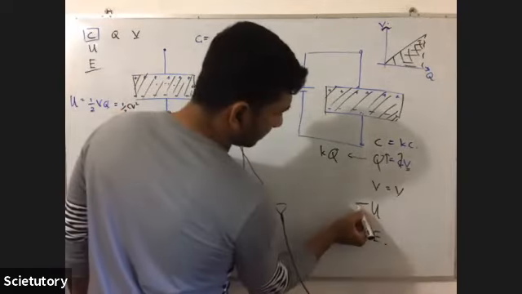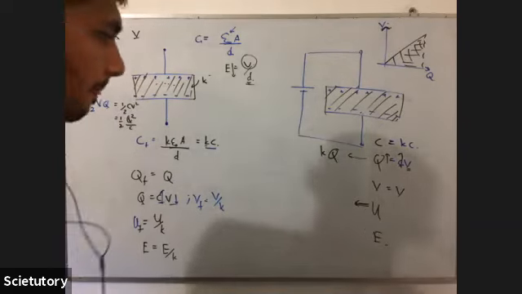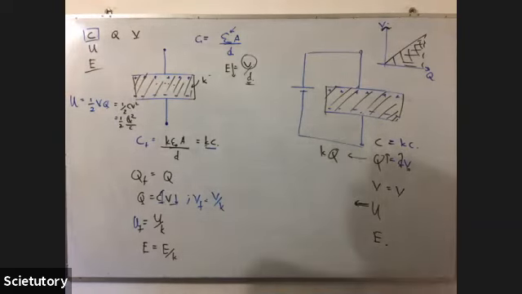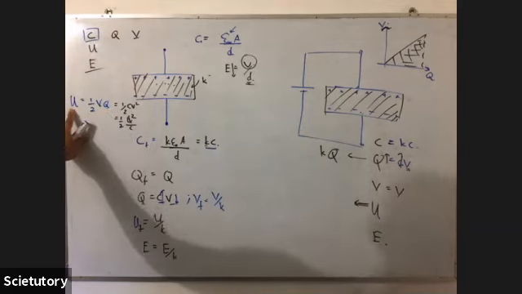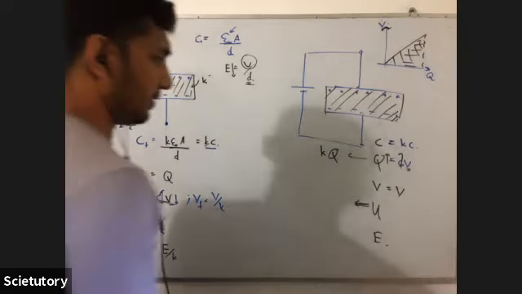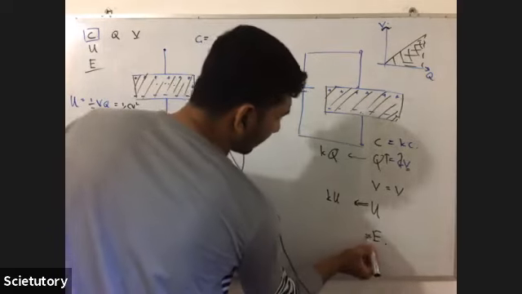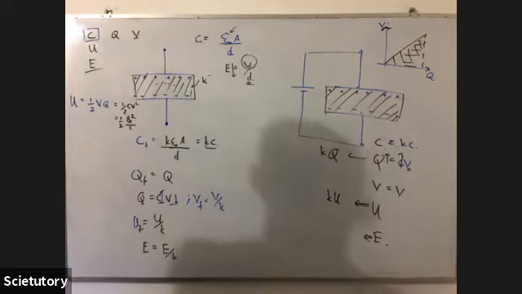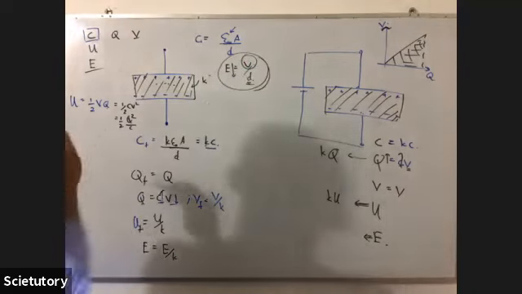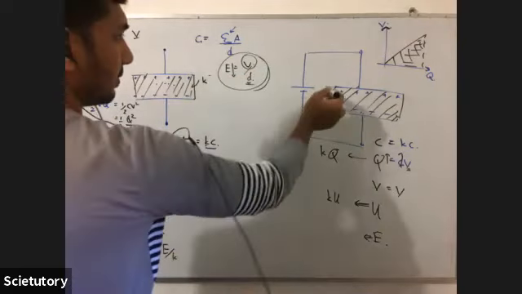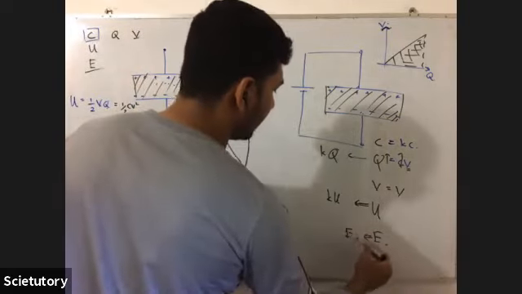So what about U? Again, you had to use these equations. So what do you think? V is constant, Q increasing. So U should increase. U should increase by the factor K. So what do you think about E? Using this equation, E is equal to V over D. D is not changing, V is also not changing, so E cannot change. So new E is E.